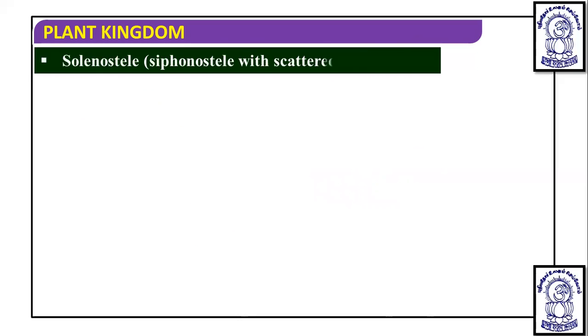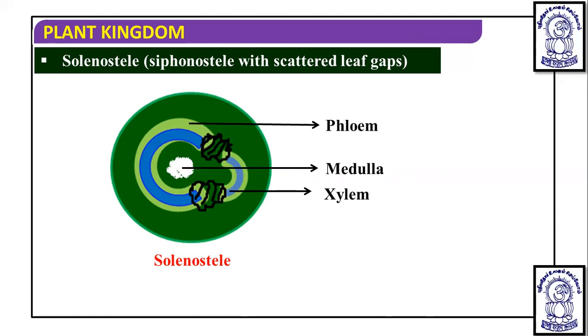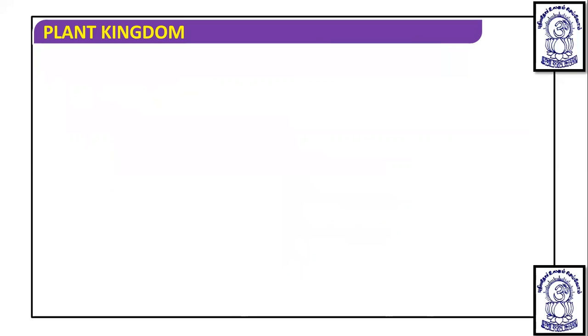Apart from this, you will find a solenostele. Solenostele is a stele with one or few non-overlapping leaf gaps. Means scattered leaf gaps are found, then it is known as solenostele. Here you can see phloem is there, central pith is there, xylem is there, and xylem is covered on both surfaces by the phloem. You can see phloem is there, but they have a gap, a leaf gap. Here is the presence of a gap like this. Okay, then if this leaf gap is present, then it is known as solenostele, and scattered leaf gaps are found.